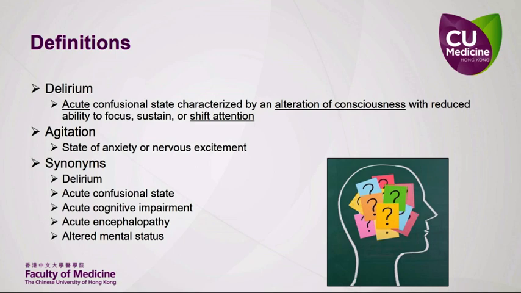The DSM-5 criteria include a disturbance in attention. So this shift in attention is important in the diagnosis of delirium. The information in these slides will mirror that of the American Association for Emergency Psychiatry guidelines. There are numerous different guidelines, and many of them are not in agreement.